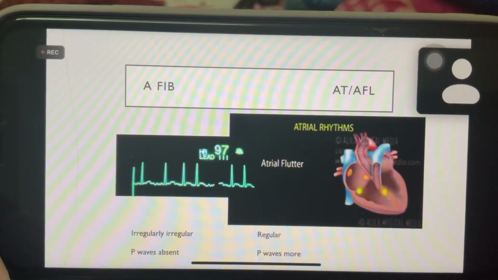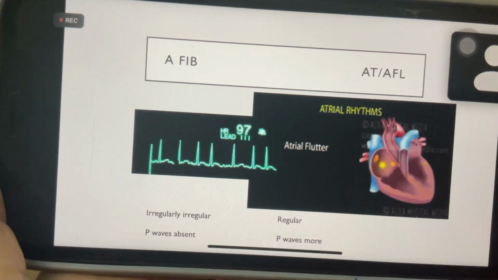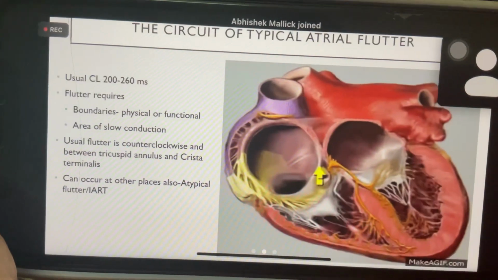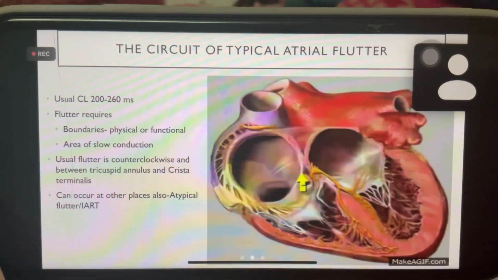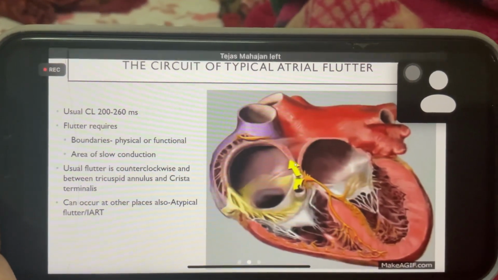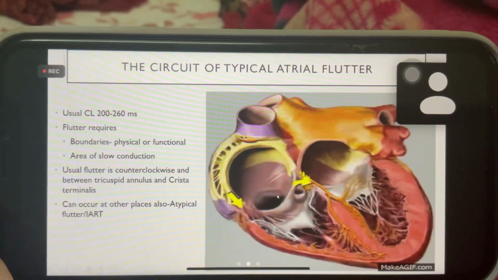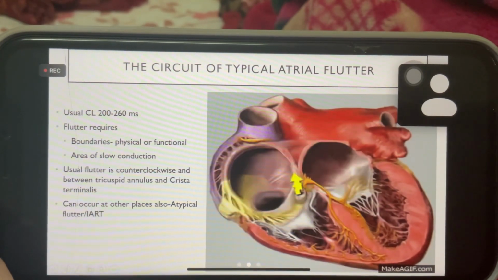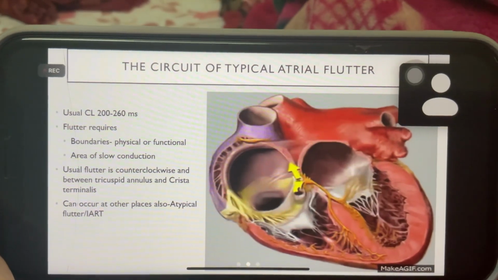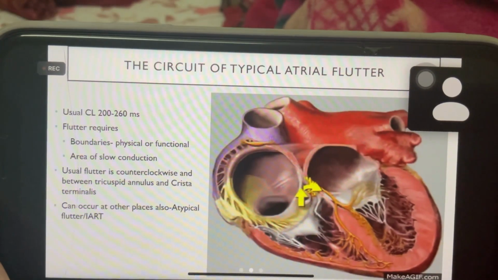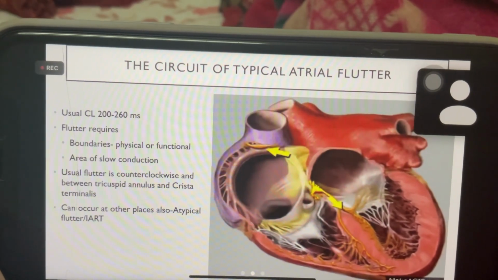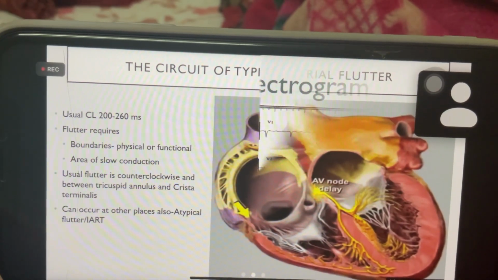Now for the irregular ones, as you know, you will have irregular P waves in a patient with atrial fibrillation or flutter. Now this is a circuit of a typical atrial flutter, as you will understand. It's going to go counterclockwise. You're going to have a V1 which is positive and 2, 3 waves which are negative. As you all know, flutter requires boundaries and a cycle length of around 200 to 260. Flutter is mostly counterclockwise; atypical flutter can also be clockwise, but I'm tending to concentrate on the typical ones. So the ECG is typically a sawtooth pattern.